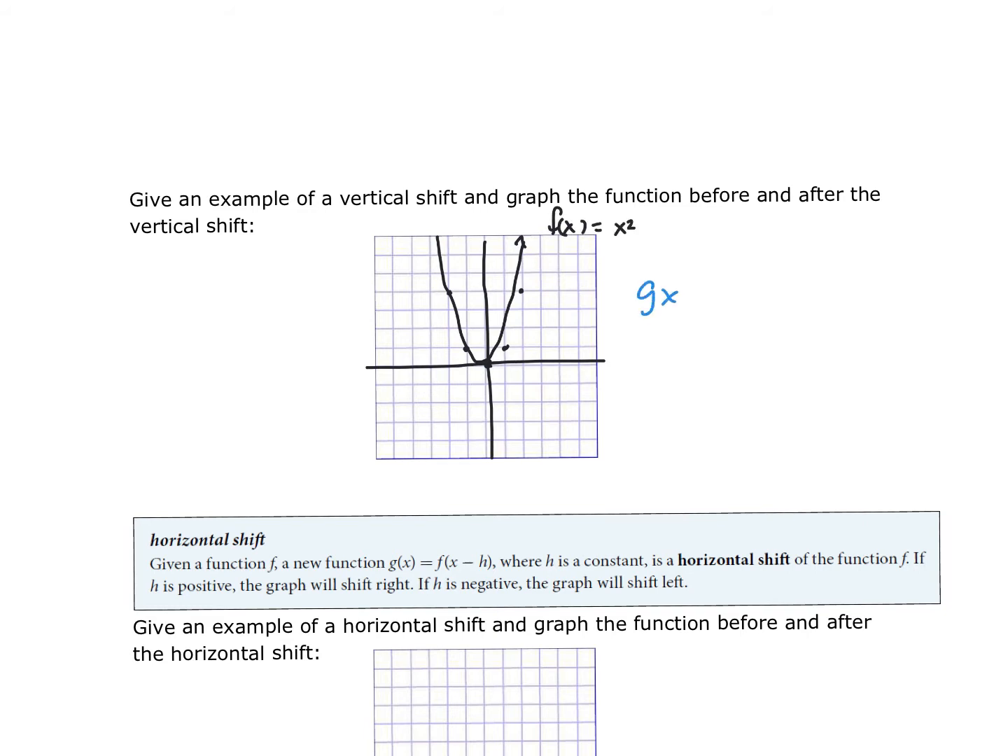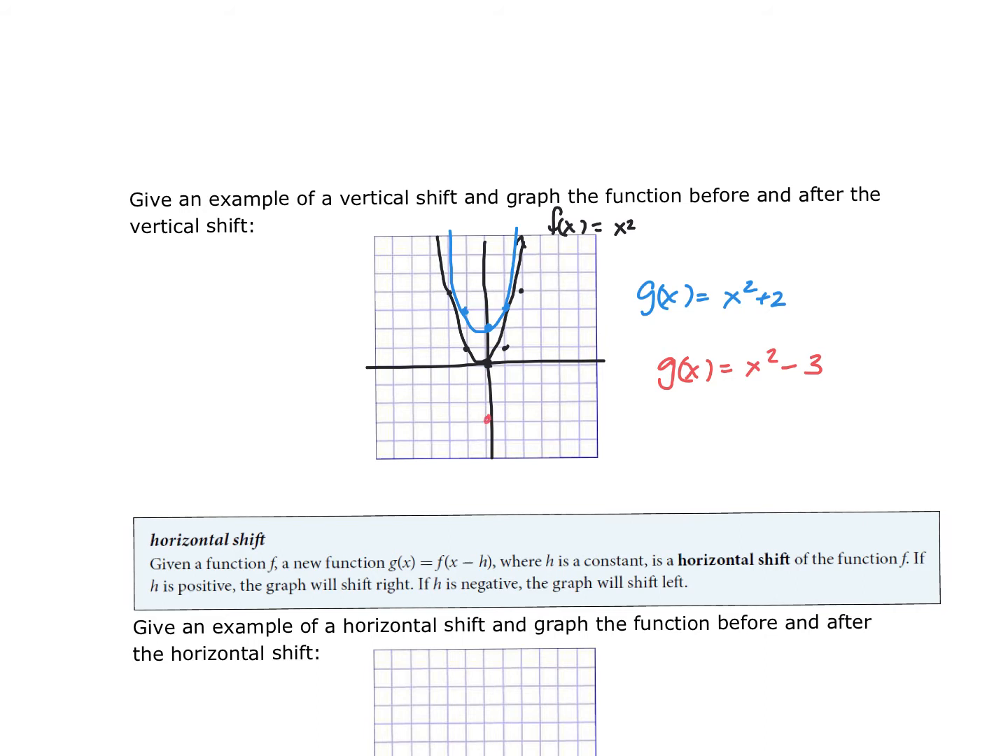And I had g of x is equal to x squared plus 2. What that does is it takes all of my points, 0, 0 is going to go up to 0, 2. The point 1, 1 is going to go here. The point negative 1, 1 is going to go here. And you can see it just moves all of my points up 2. My other one, g of x is equal to x squared minus 3, just moves all of my points down 3. It's a vertical shift down.